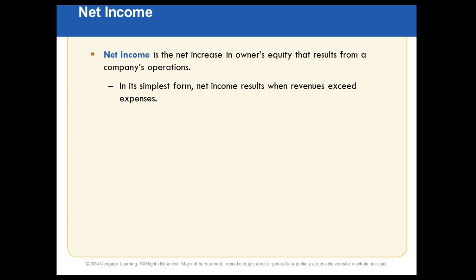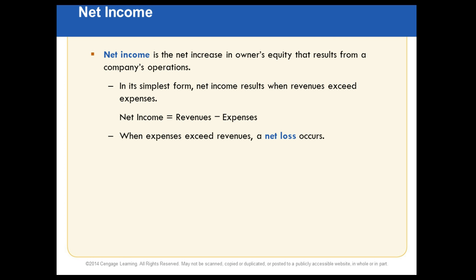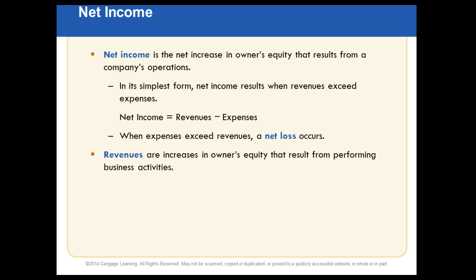That makes sense. Revenues are 100, expenses are 70. What's the net income? 30. Net income's greater, or revenues are greater than expenses. Net income equals revenues minus expenses. But what happens now when expenses exceed revenues? Revenues are 70, expenses are 100. What do we have? A negative. So a net loss occurs when our expenses are greater than our revenues. You can't stay in business for long doing that.